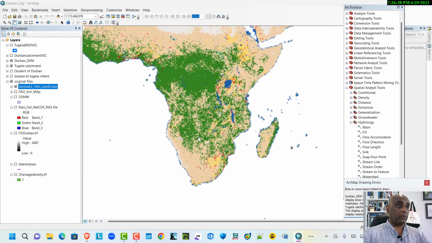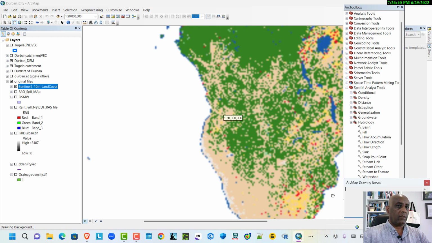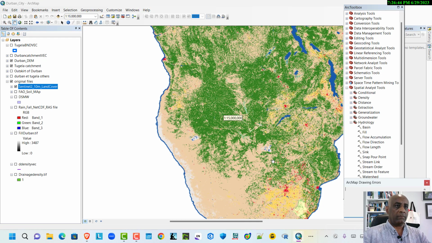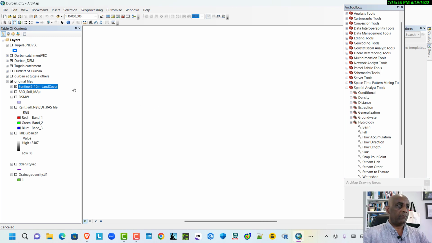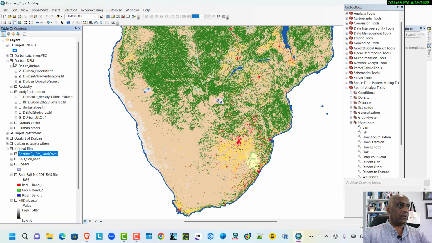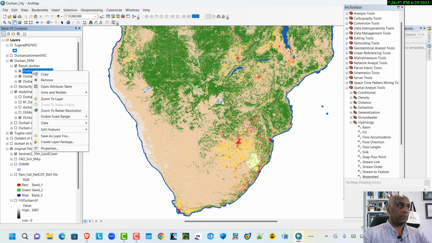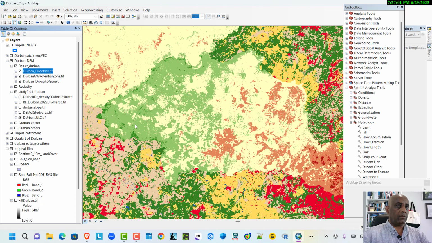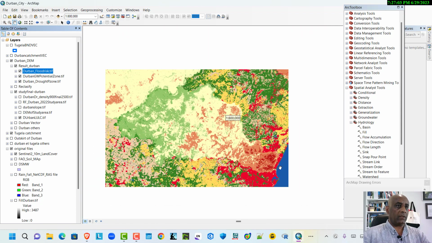That's the land cover, you see. That is the land cover of... we can do it. Let us do this. You see, that is the catchment I studied.